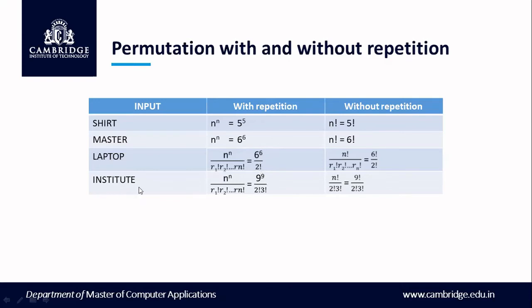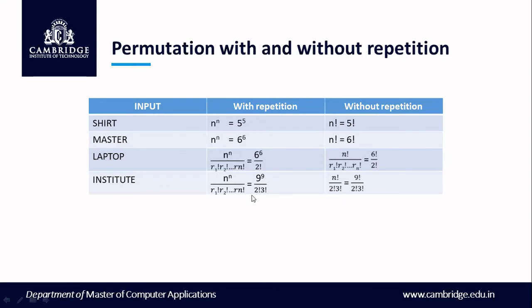Let me take one more example, institute. Here, without repetition, there are totally 9 letters. See here, 1, 2, 3, 4, 5, 6, 7, 8, 9. So my n factorial is 9 factorial without repetition, divided by, here P is repeated 3 times and I is repeated 2 times. So 2 factorial into 3 factorial.